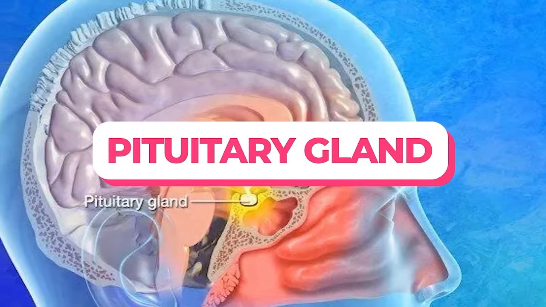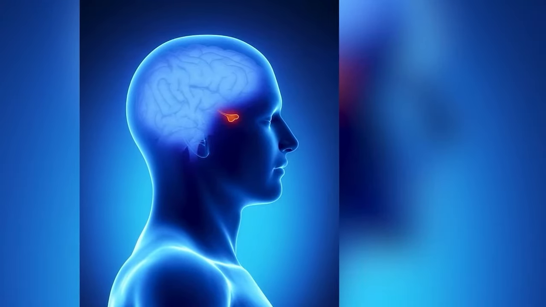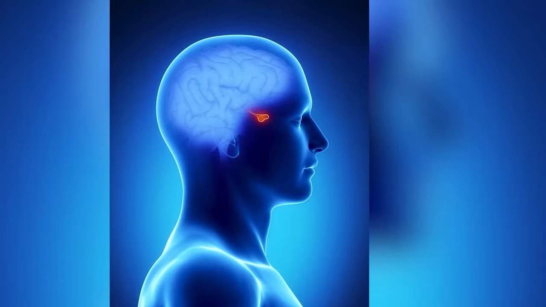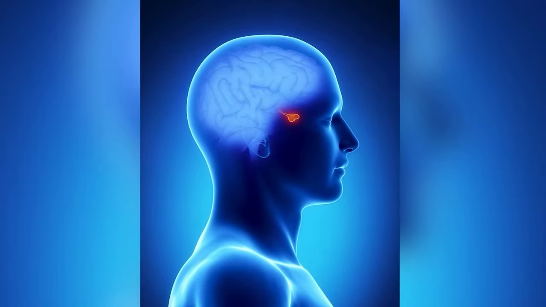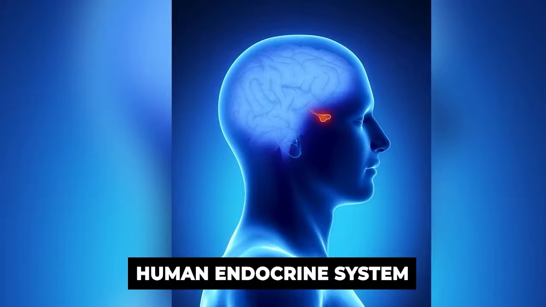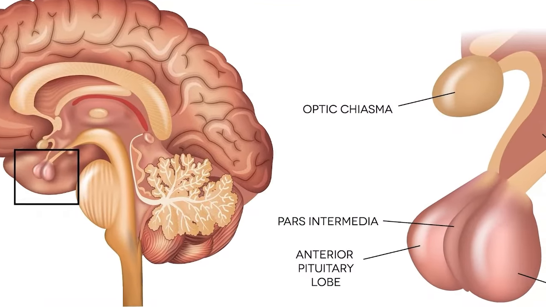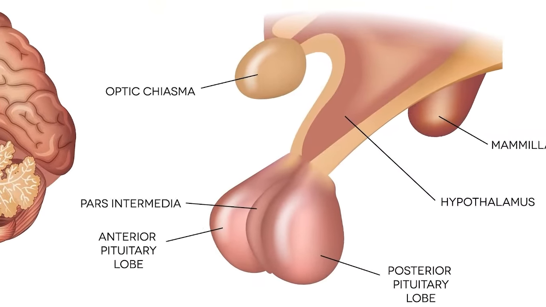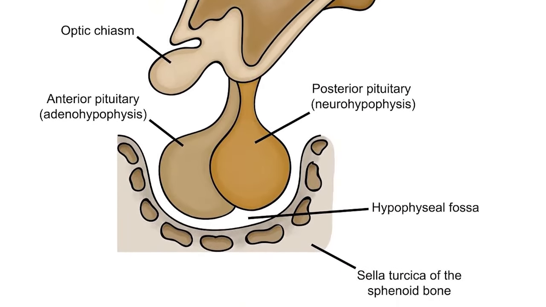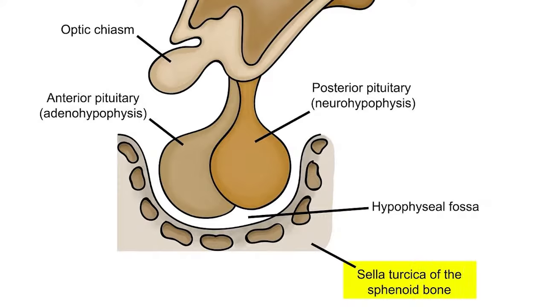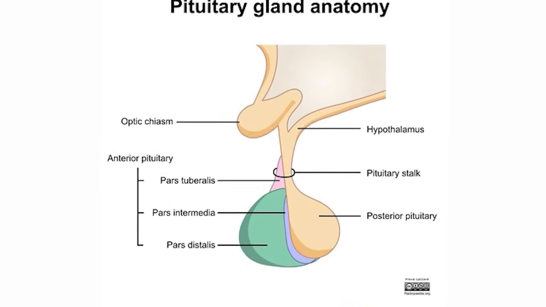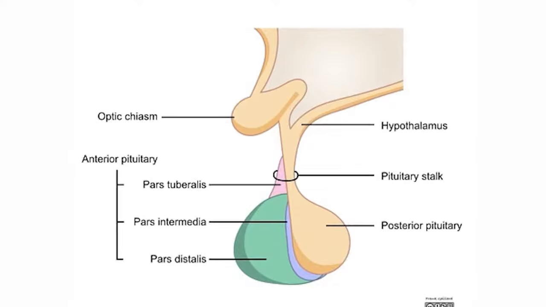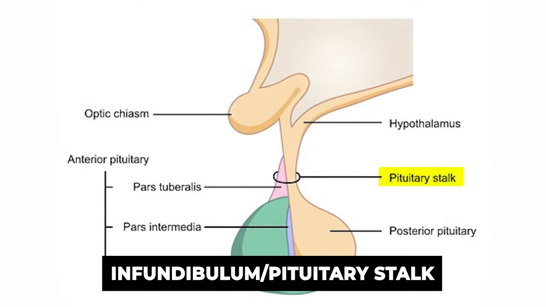Pituitary gland. The pituitary gland, often termed the master gland, is a small, pea-sized structure that plays a crucial role in the human endocrine system. The pituitary gland is situated at the base of the brain, right below the hypothalamus, and is housed within a bony structure called the sella turcica of the sphenoid bone. It is attached to the hypothalamus by a thin stalk known as the infundibulum or pituitary stalk.